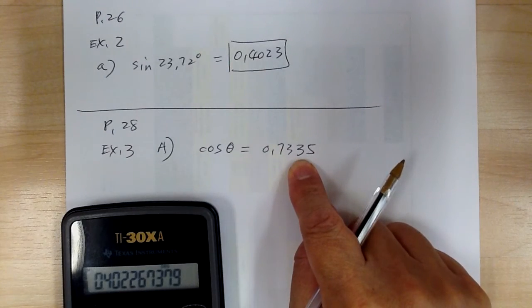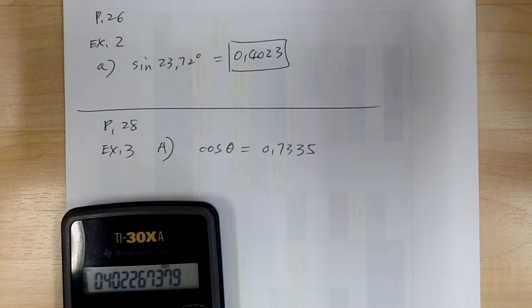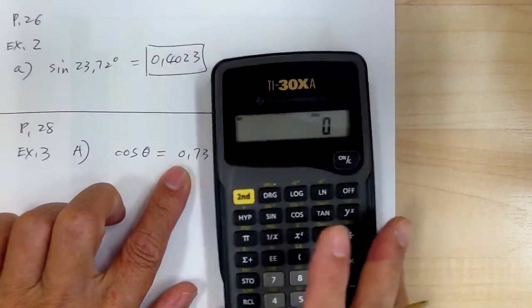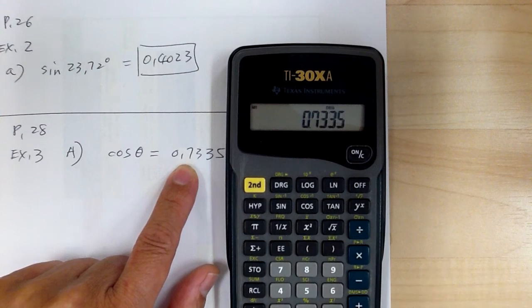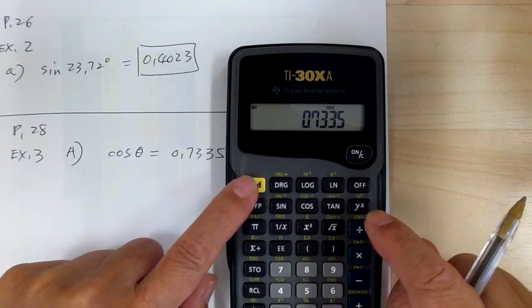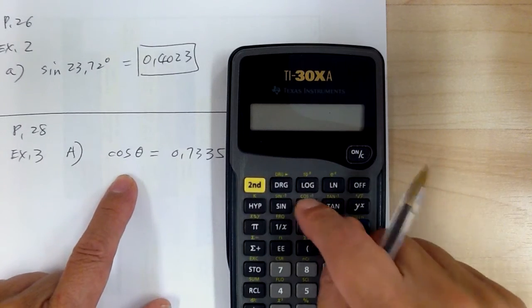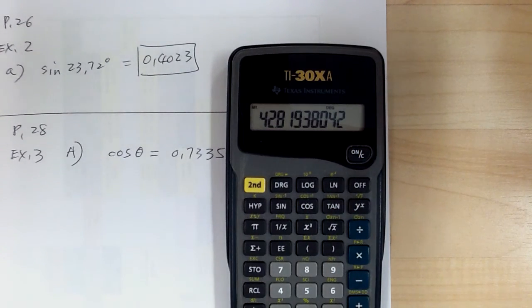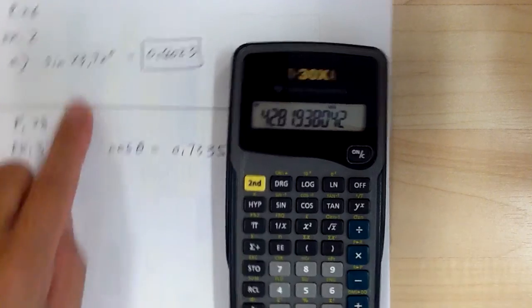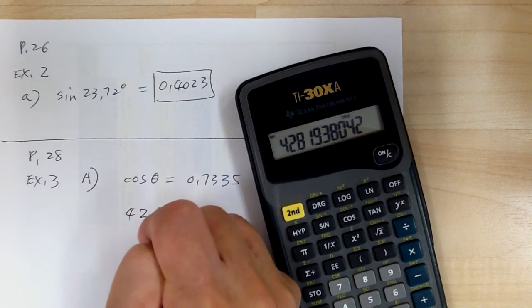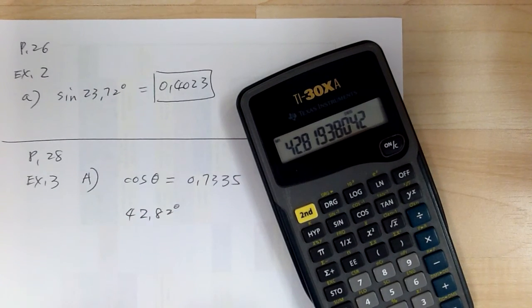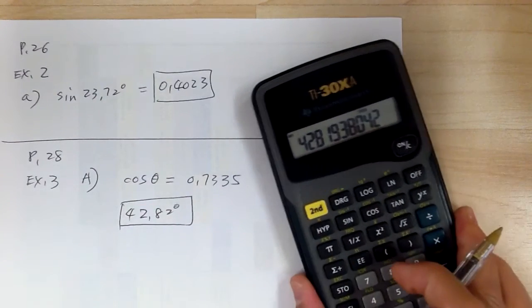Now when they give you the ratio and you're looking for the angle, whenever you're looking for theta, you have to go backwards. So you have to use the second function. Notice what I do. Enter the number 0.7335, and I go second. I see the cosine inverse at the bottom of the key, so I go second cosine. Use the second function to go backward. So again, whenever you're looking for angle theta, you always use the second function. If they give you the angle, you just go straight forward. And so the answer would be 42.82 degrees.